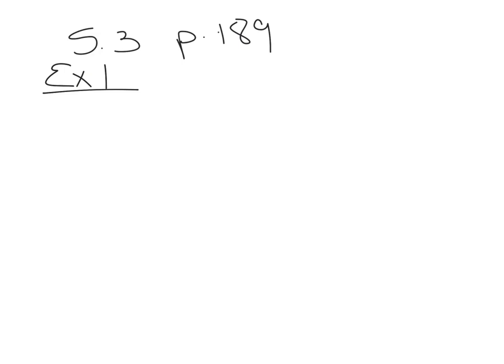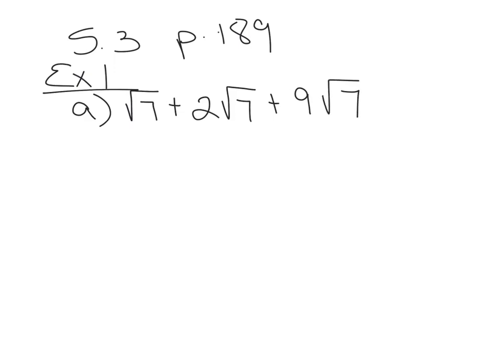starts with the radical expressions square root of 7 plus 2 square root of 7 plus 9 square root of 7. All right, when you're adding and subtracting radical expressions, it's very similar to combining like terms. You can only add terms that have the same radicand. So this has a square root of 7, this has a square root of 7, and this has a square root of 7. So we're going to add all three of those terms.